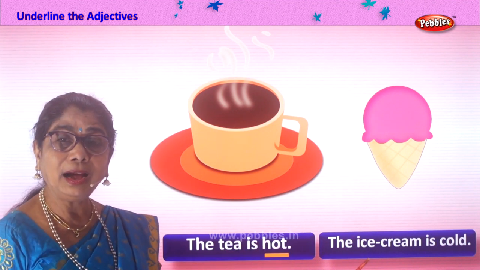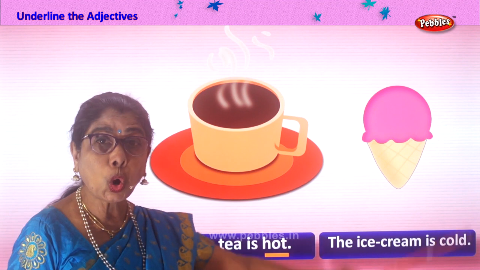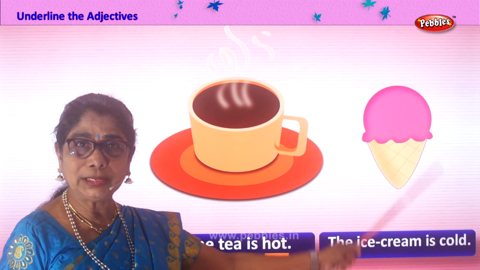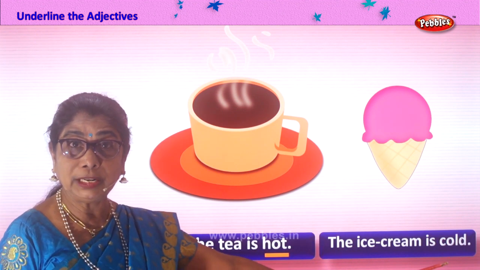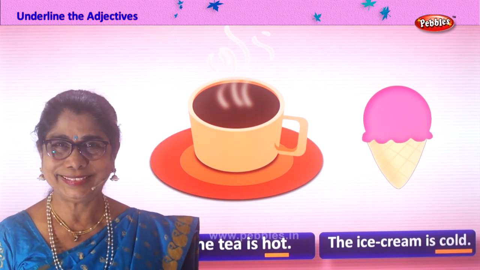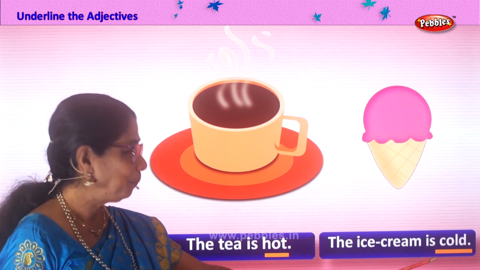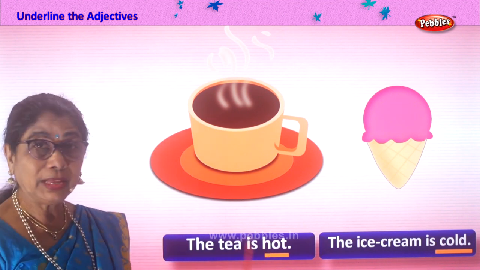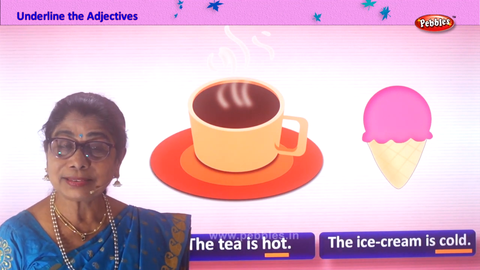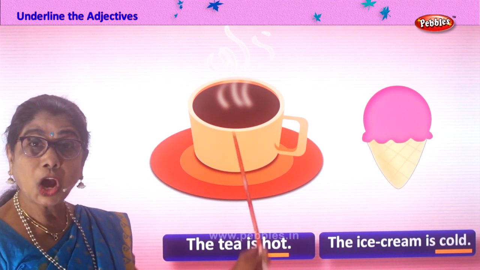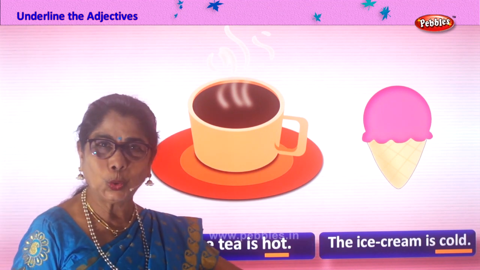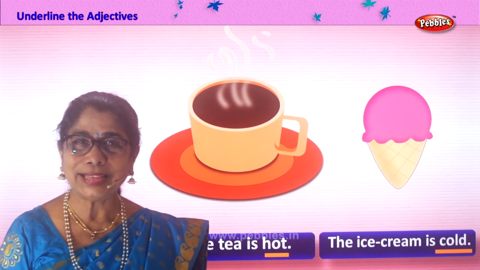Now let's look here. Read. The ice cream is cold. What describes the ice cream? It's cold. The descriptive word is cold. So we underline cold. Yes? Now, look. Hot describes the tea. Cold describes the ice cream. Opposite of hot is cold. Hot, cold. Did you enjoy the exercise?